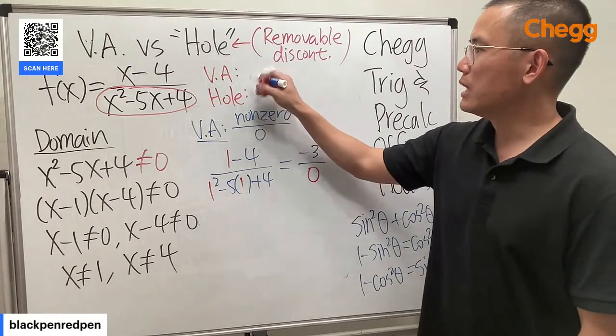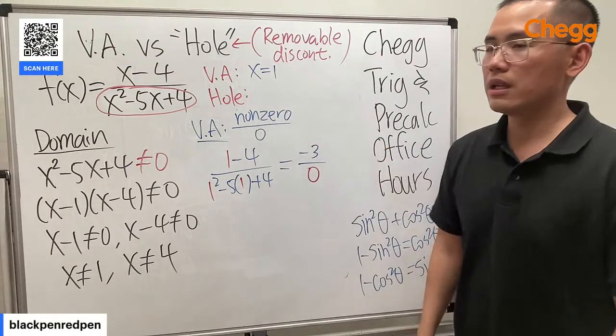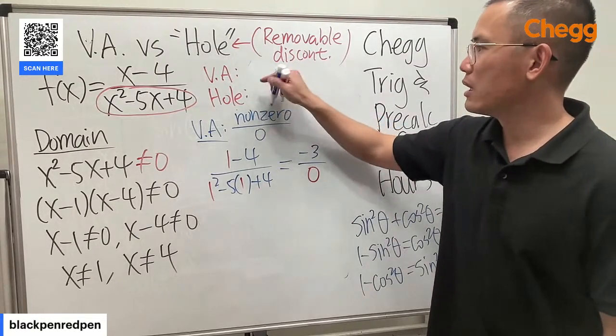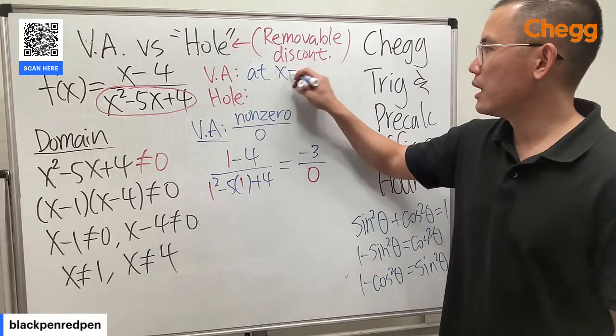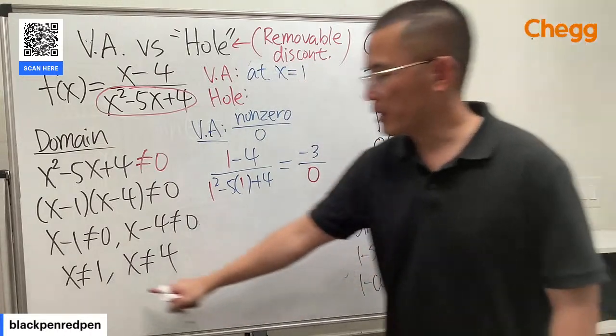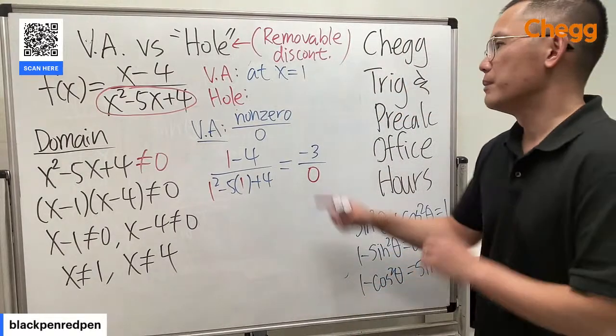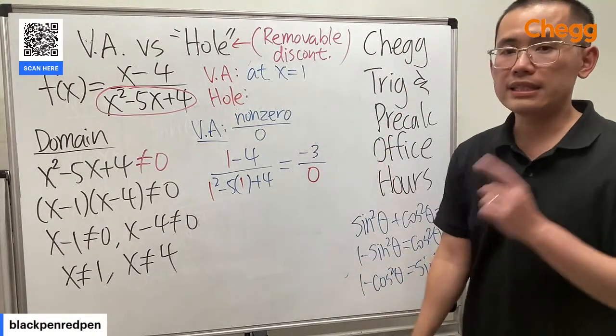So the vertical asymptote is at x equal to 1. The domain is x cannot be 1, x cannot be 4. Everything else is okay. But the vertical asymptote is at x equal to 1.